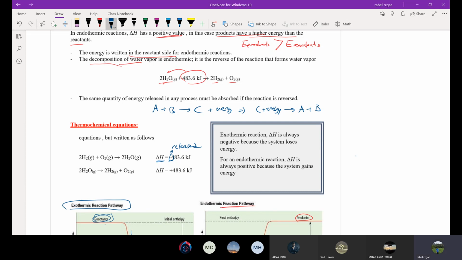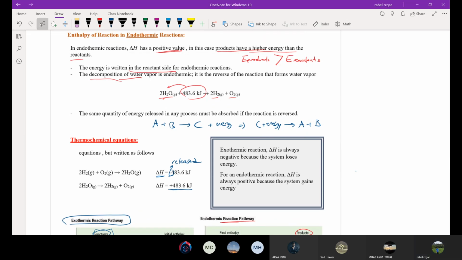For endothermic, write it in the reactant side, or when we want to write outside of the equation, delta H is positive 483.6 kilojoules. That's it. All right. Now that was the difference between exothermic reaction and endothermic reaction.